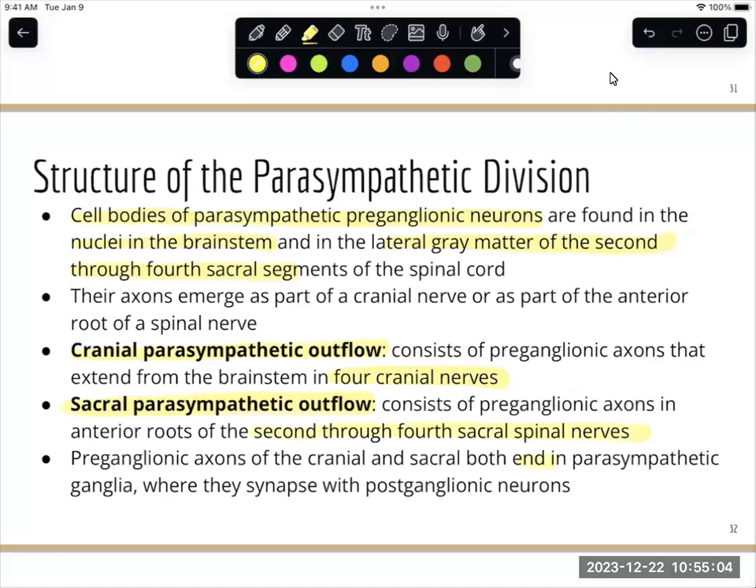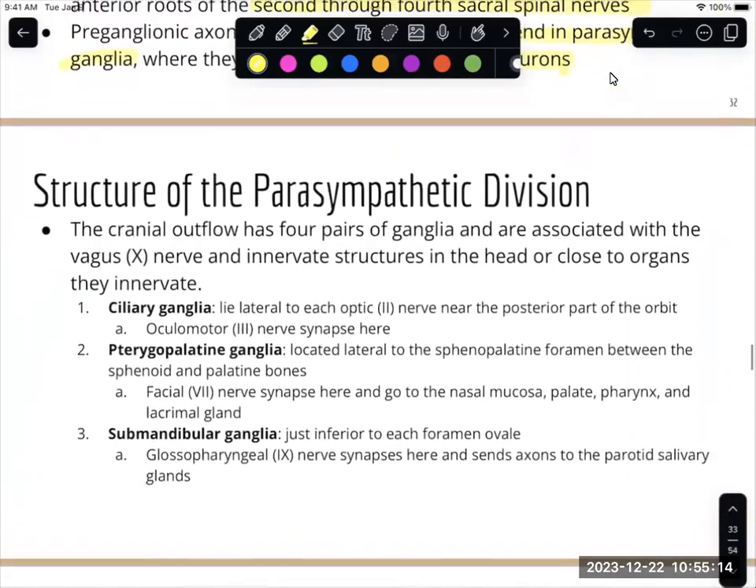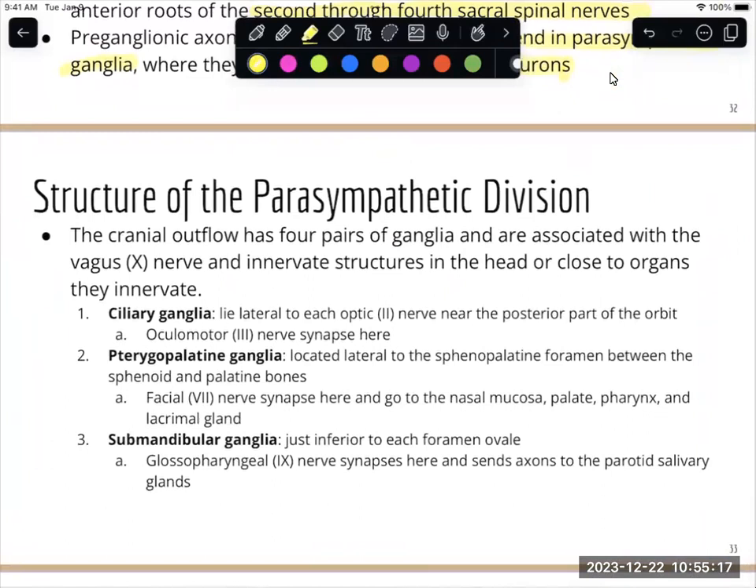They end in parasympathetic ganglia, where they're going to synapse with those postganglionic neurons. At this point, they are either next to or within the walls of their targeted tissue. So 4 pairs of the ganglia are associated with that vagus nerve. That vagus nerve does a lot of things. So it has a ciliary ganglia.